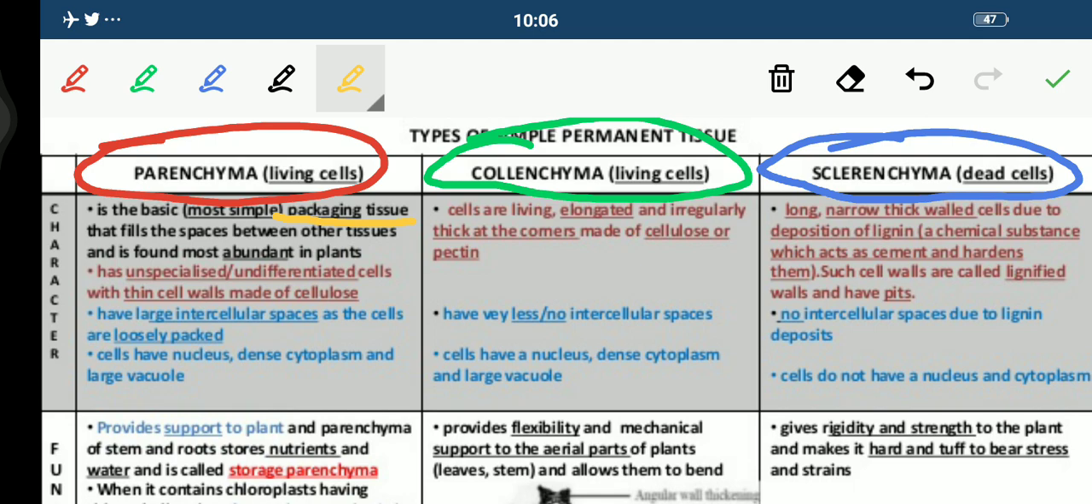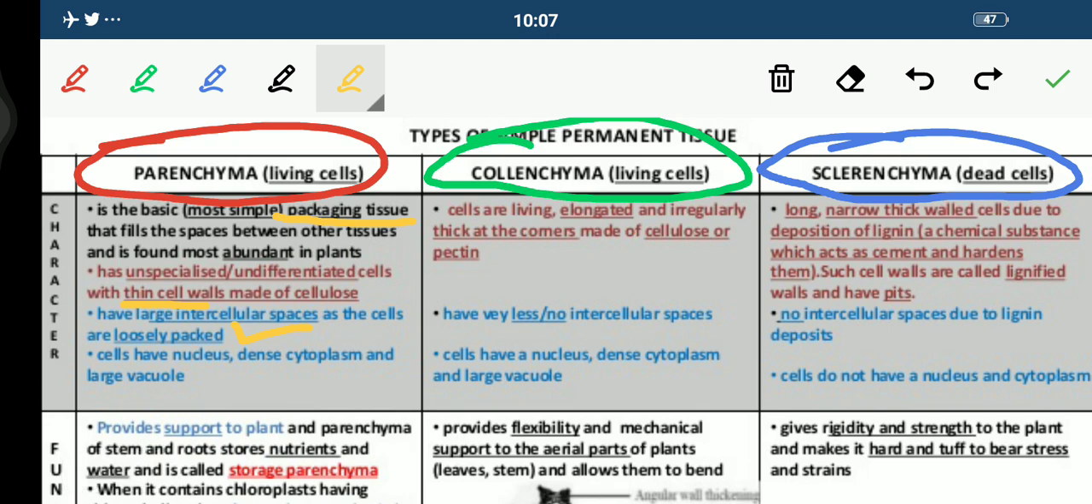Second, students, that it has undifferentiated cells with thin cell walls that is made up of cellulose, right? It has thin cell wall. Next we have is that they have large intercellular space. Remember this point, students, very important. They have large intercellular spaces between them. Fine. Suppose this is one cell, this is another cell. So there is lot of space, fine, between these cells. This is what the intercellular space is. So that is why they are loosely packed.